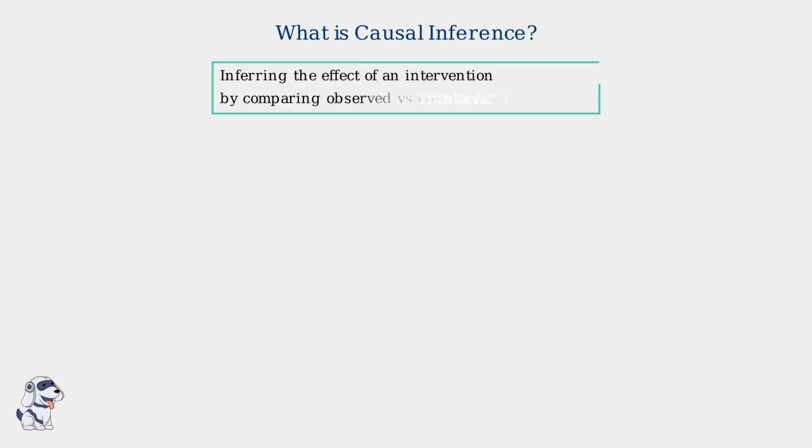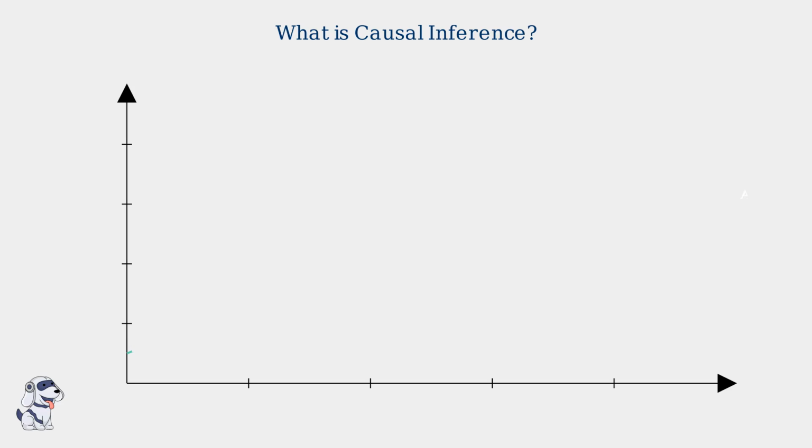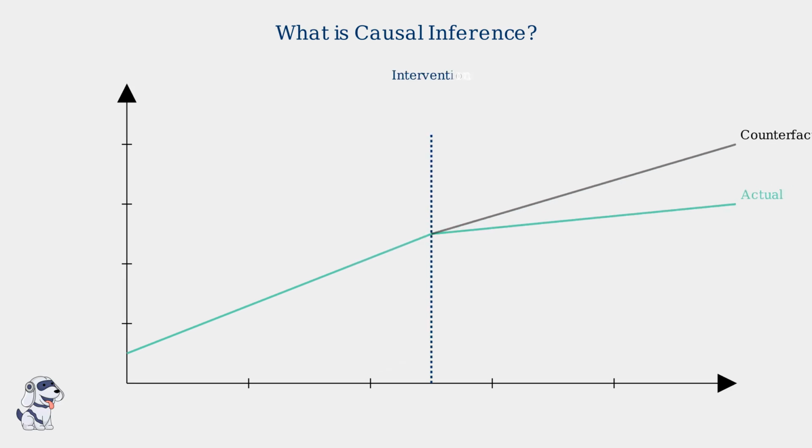Causal inference leverages statistical frameworks to estimate what would have happened had an intervention not occurred, known as the counterfactual. By comparing this hypothetical scenario against observed outcomes, it quantifies the treatment effect. This methodology applies to both observational and randomized experiments and relies on the potential outcomes framework to ensure valid inference.